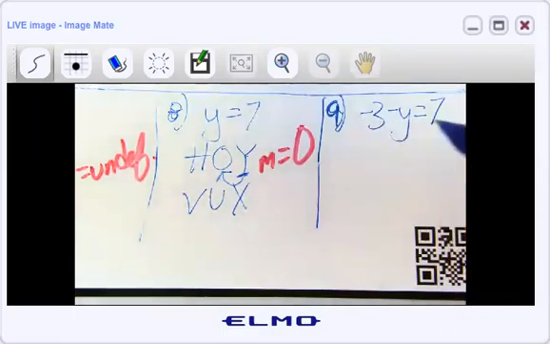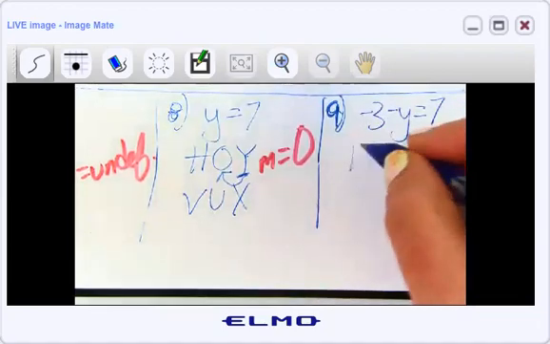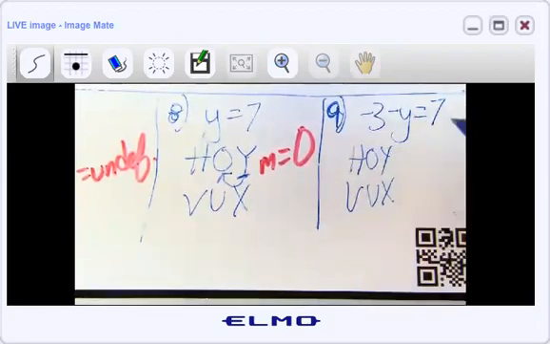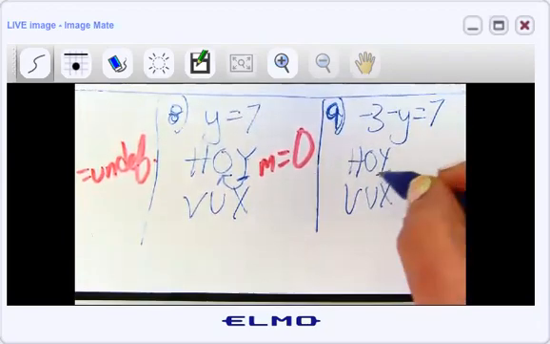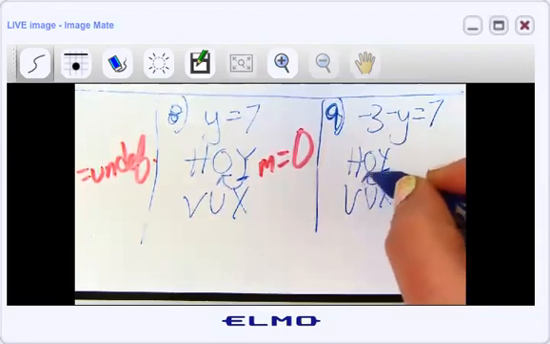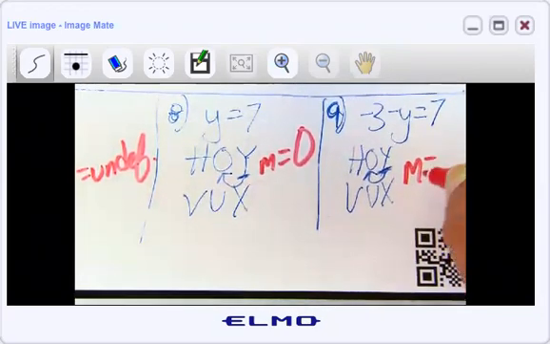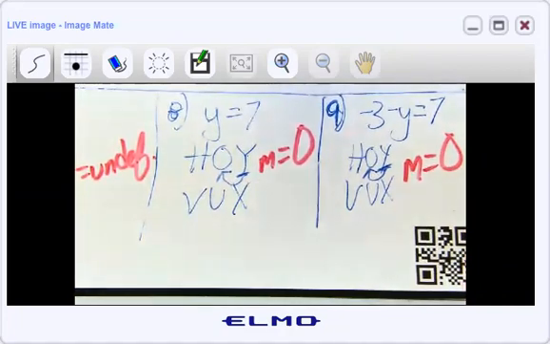So again, I can't do y equals mx plus b because there's no x. So that's how I know, oh, I got to do Hoy-Vux, right? What do I have? I have y. So that means my slope is 0. So that's my answer. And I'm done. Oh my gosh.